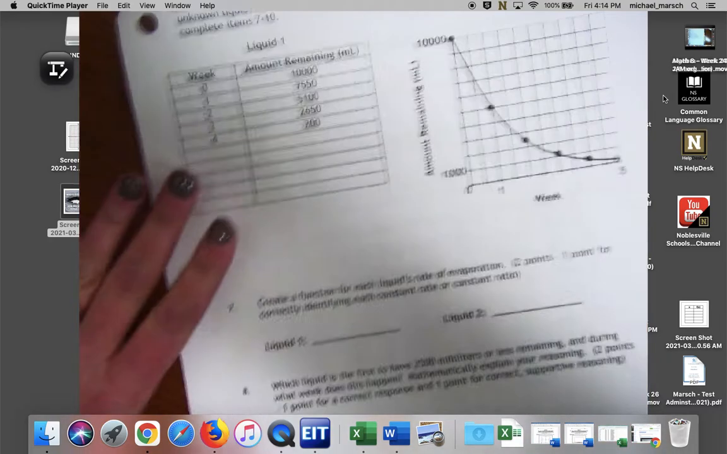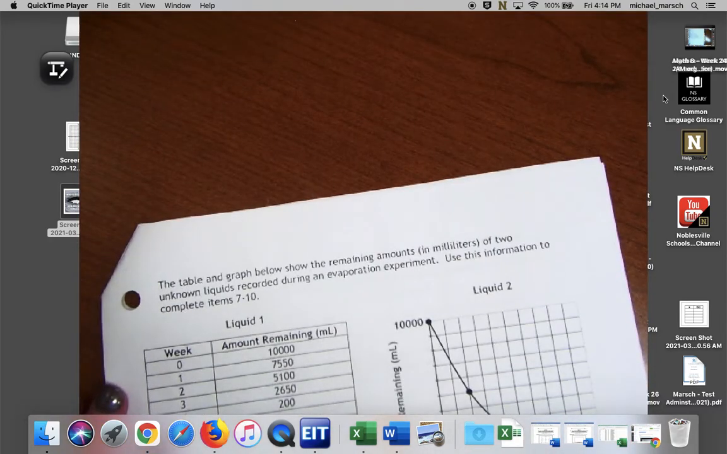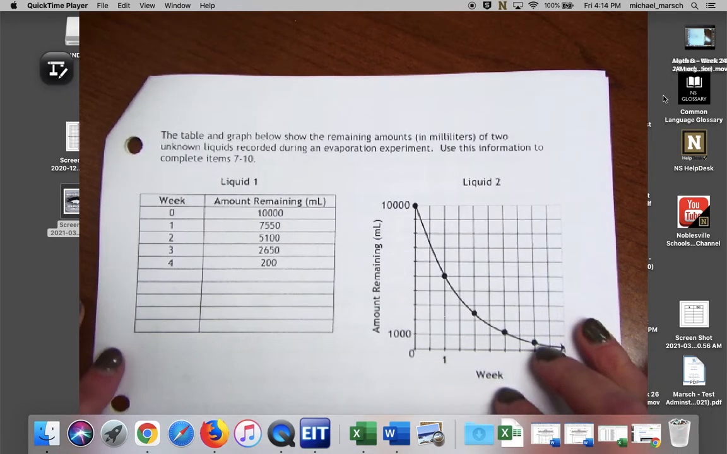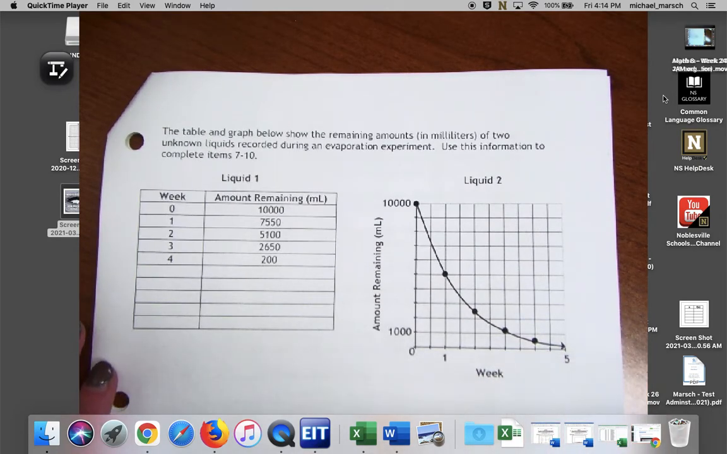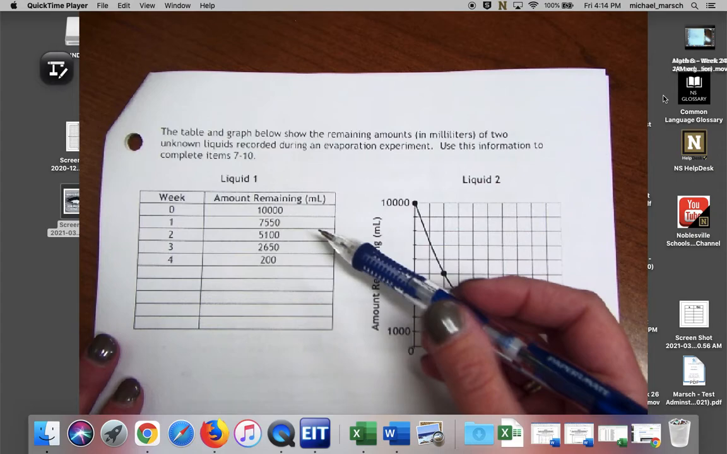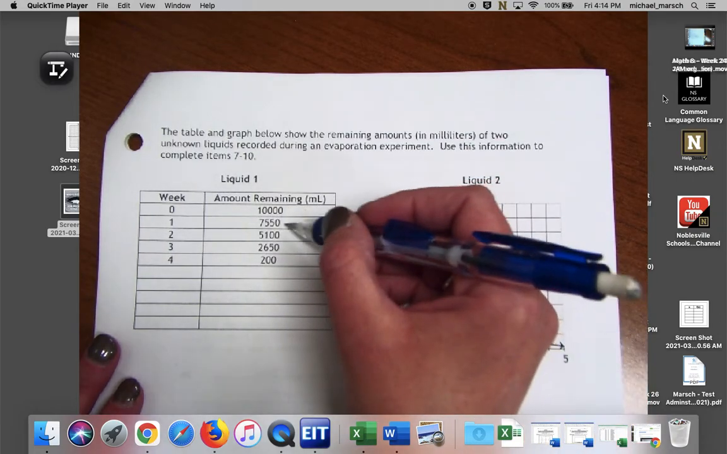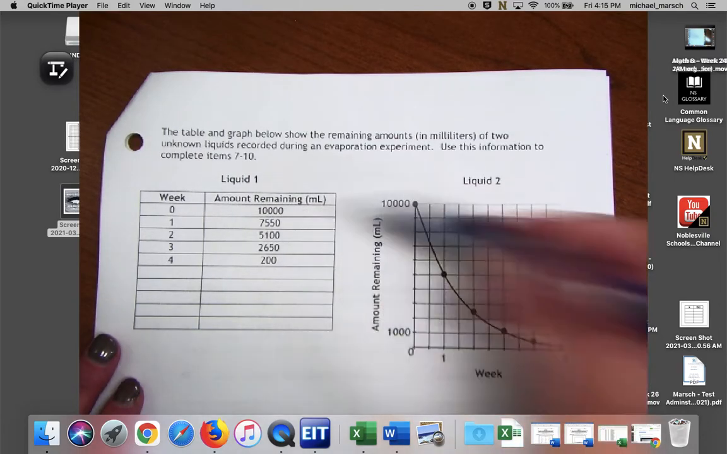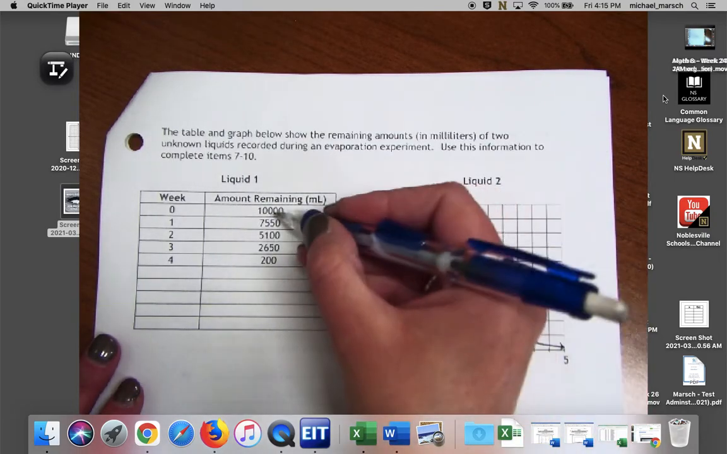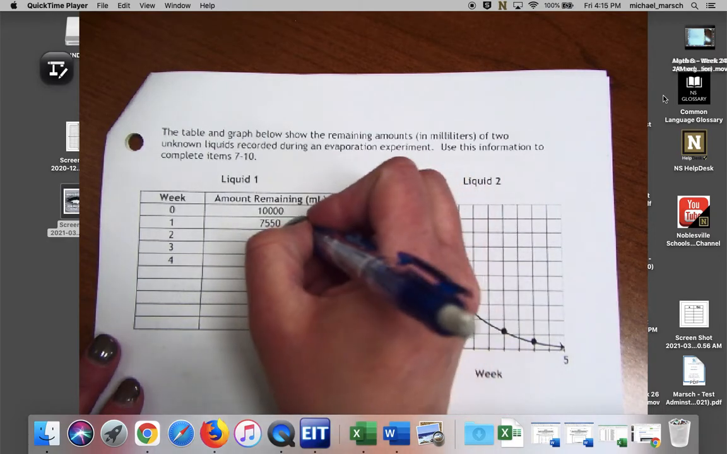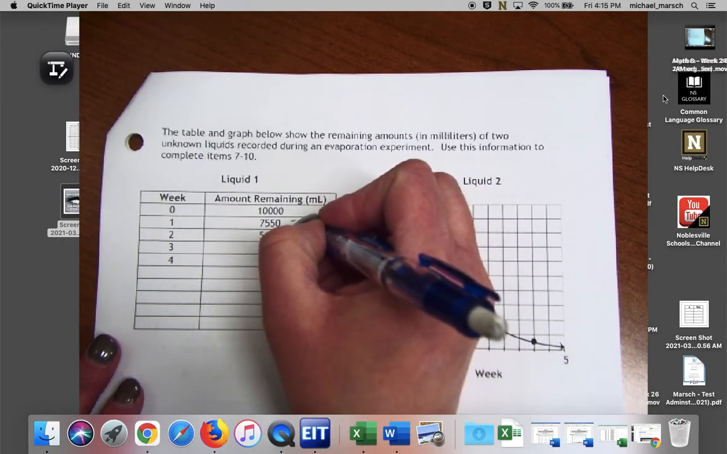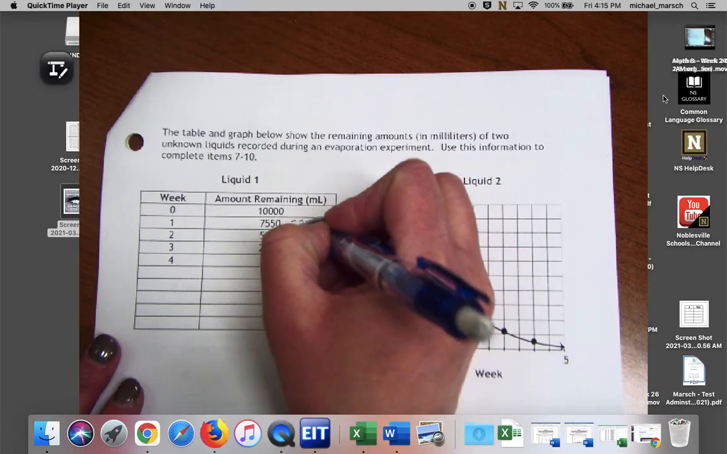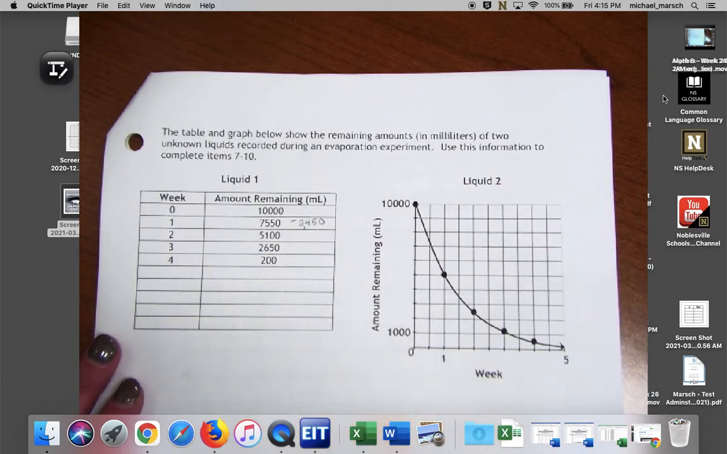The table and graph below show the remaining amounts in milliliters of 2 unknown liquids recorded during an evaporation experiment. Use this information to complete items 7 through 10. Okay, so we've got liquid 1. We can see that when we're going from the weeks, it's increasing by 1, which means it started out at 10,000 milliliters. And then if you subtract 10,000 minus 755, you get 2,450. So that tells us that it was subtracted by 2,450.